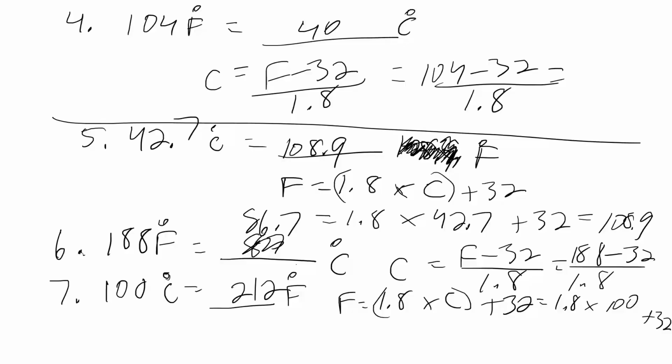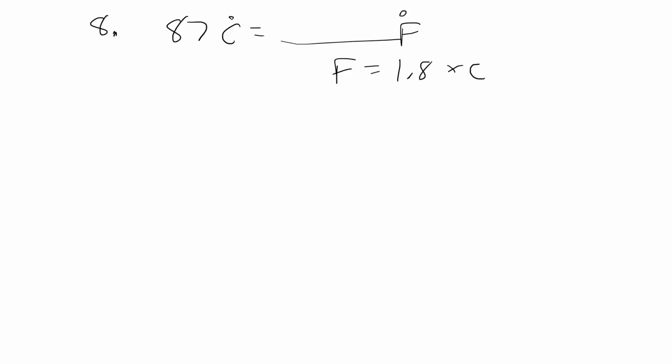Now let's go to the next one, number 8. If we have 87 Celsius, what does that equal in Fahrenheit? We know again that Fahrenheit is a higher number, so Fahrenheit equals 1.8 times Celsius plus 32. So that equals 1.8 times 87, plus 32, and that equals 188.6.